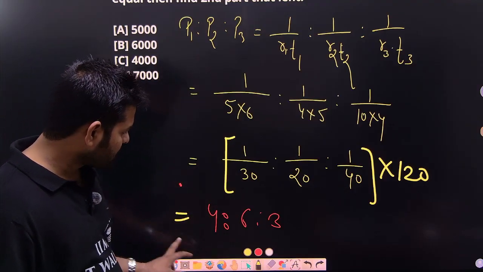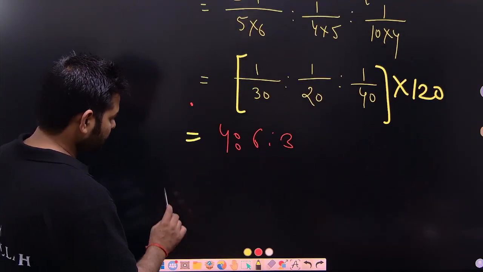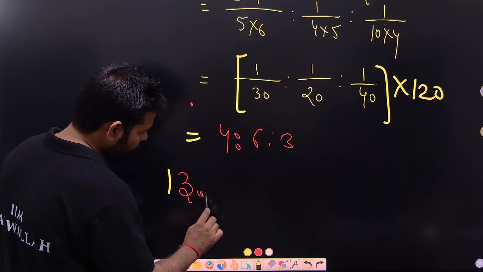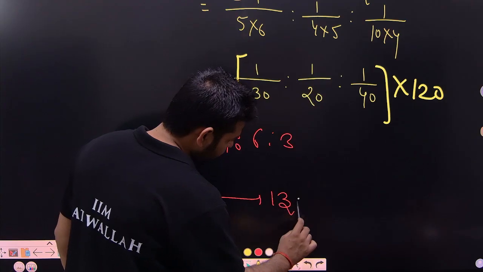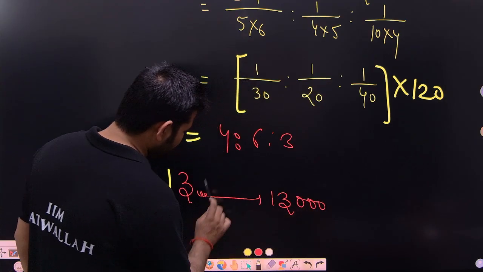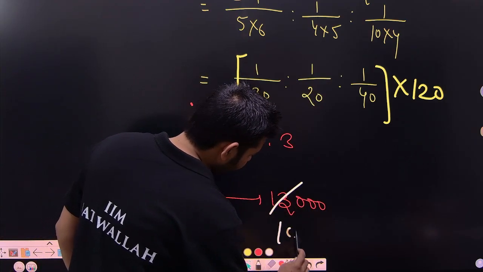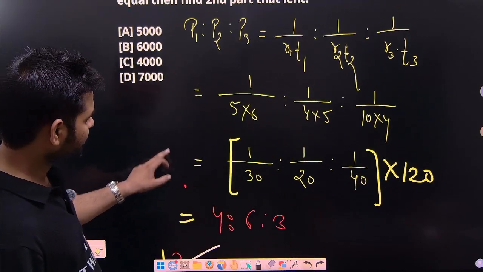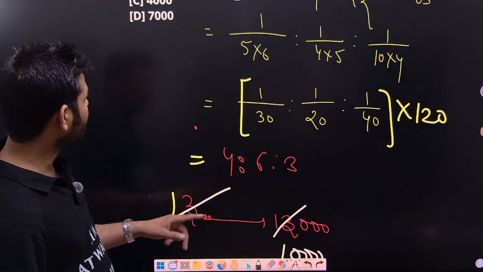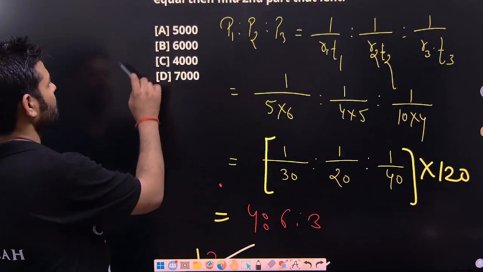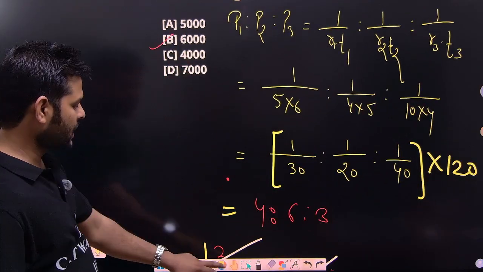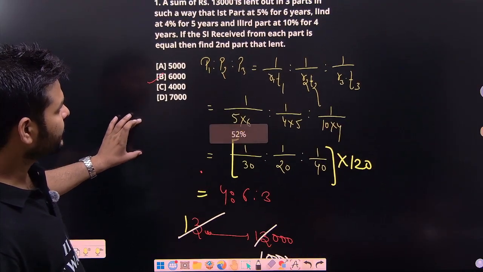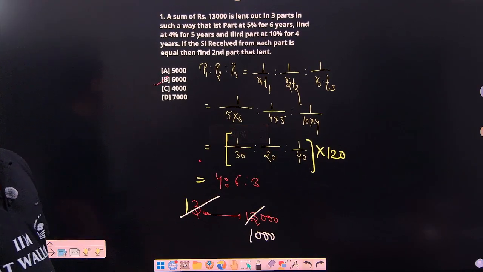The sum of the ratio would be 13, and 13 units represent 13,000. So 1 unit would be 1,000. We have been asked for the second part, which means 6 units, so 6,000. That would be your answer, and that was your formula. That formula you need to plug in.